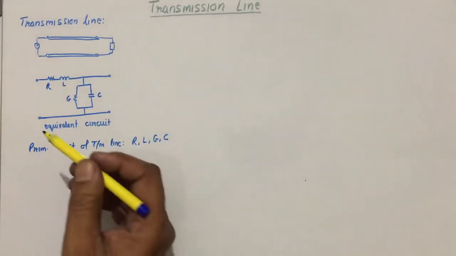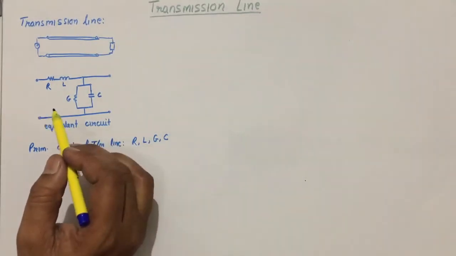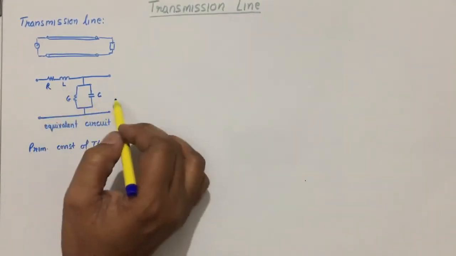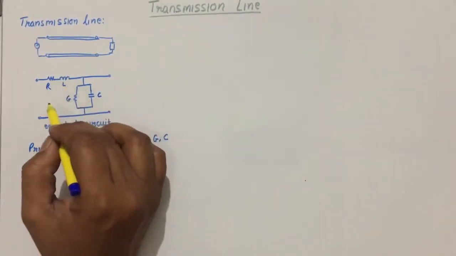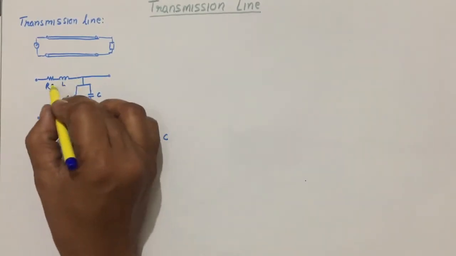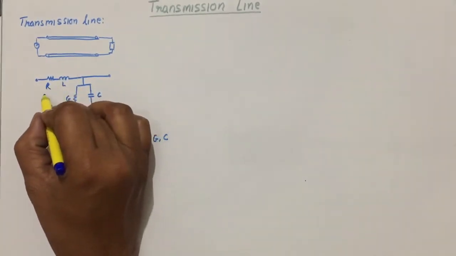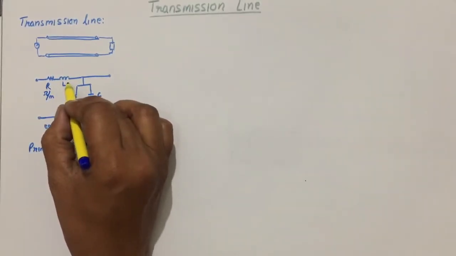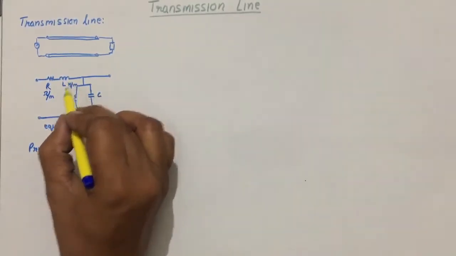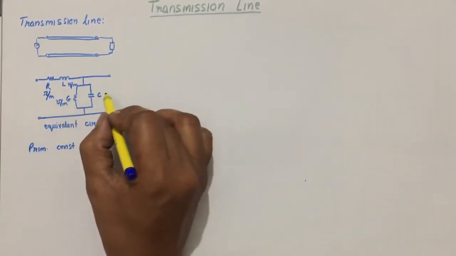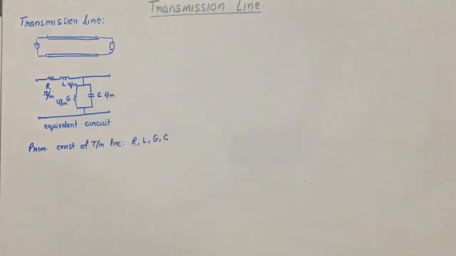Now a few points are required to remember here, that is these parameters are in per unit length. So the unit of these will be ohm per meter, Henry per meter, mho per meter, farad per meter.